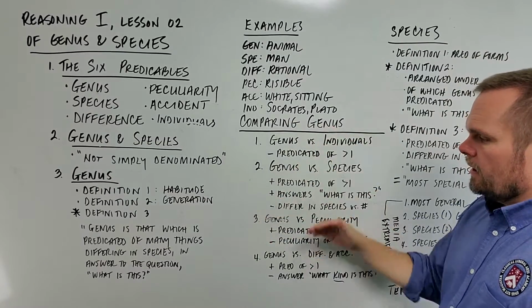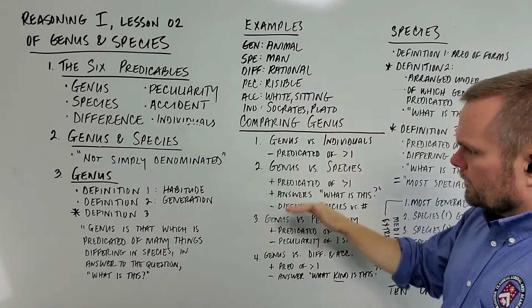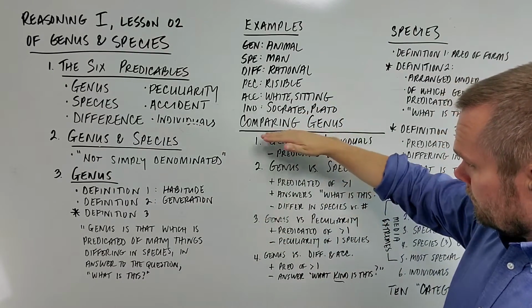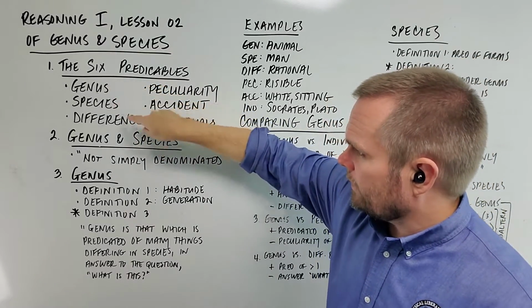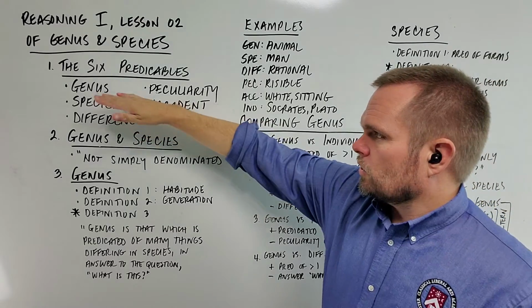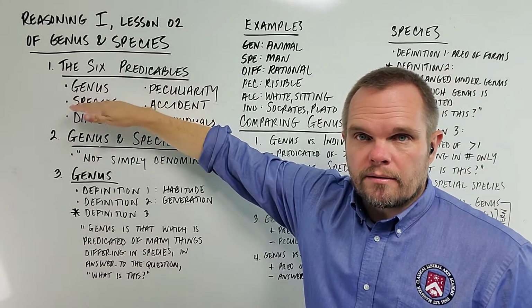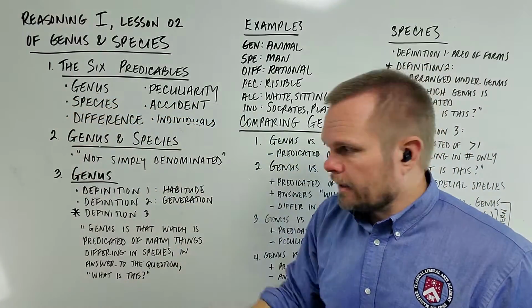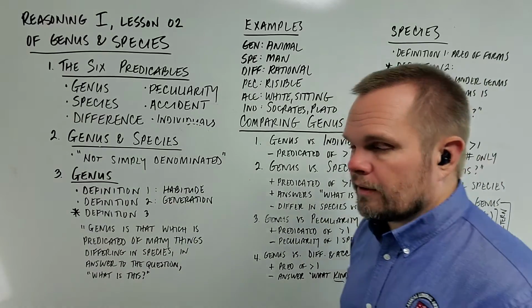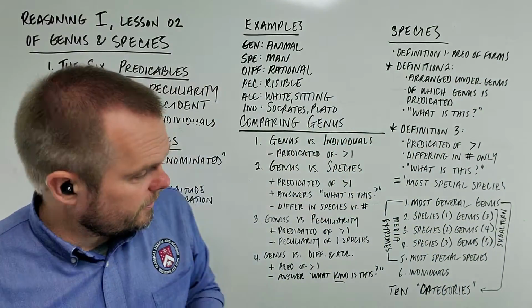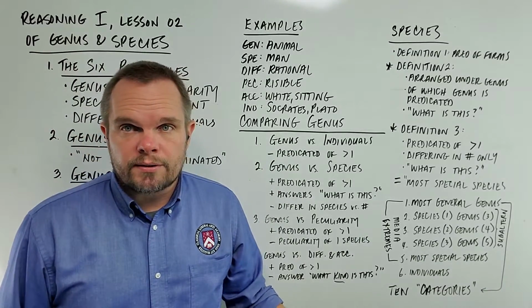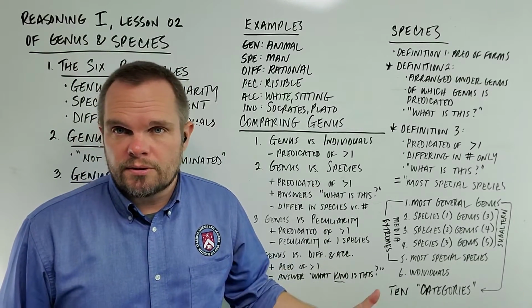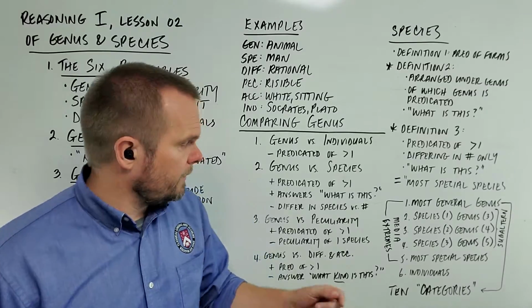Now, as I said, Porphyry goes on and compares each of these things. He compares genus with each of these different things so we can get a really clear idea of what genus is, all right? And I'm just going to zip through these because they're all in your lesson, and you can watch this video again and see me do this, as many times as you need to until it becomes clear, all right?